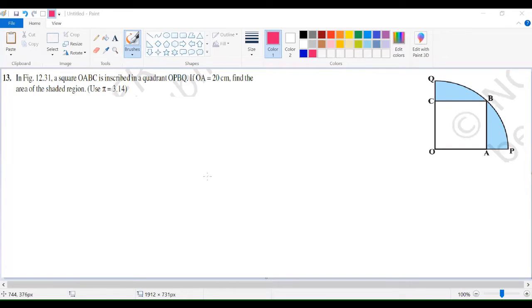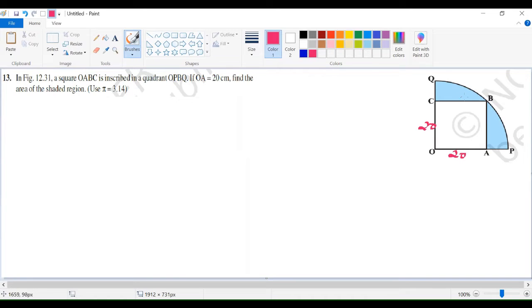So, welcome back to the last part of this exercise, 12.3 of chapter 12, area related to circles. So, question number 13. In the figure, OABC is a square inscribed in a quadrant OPBQ. If OA equal to 20 centimeter, find the area of the shaded region. So what is given here is the side of the square.